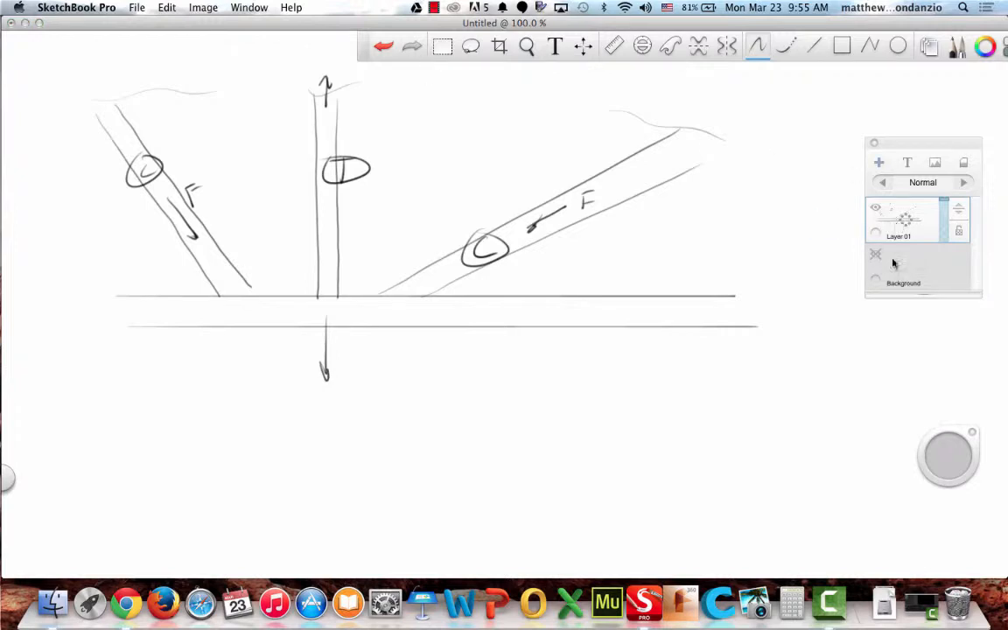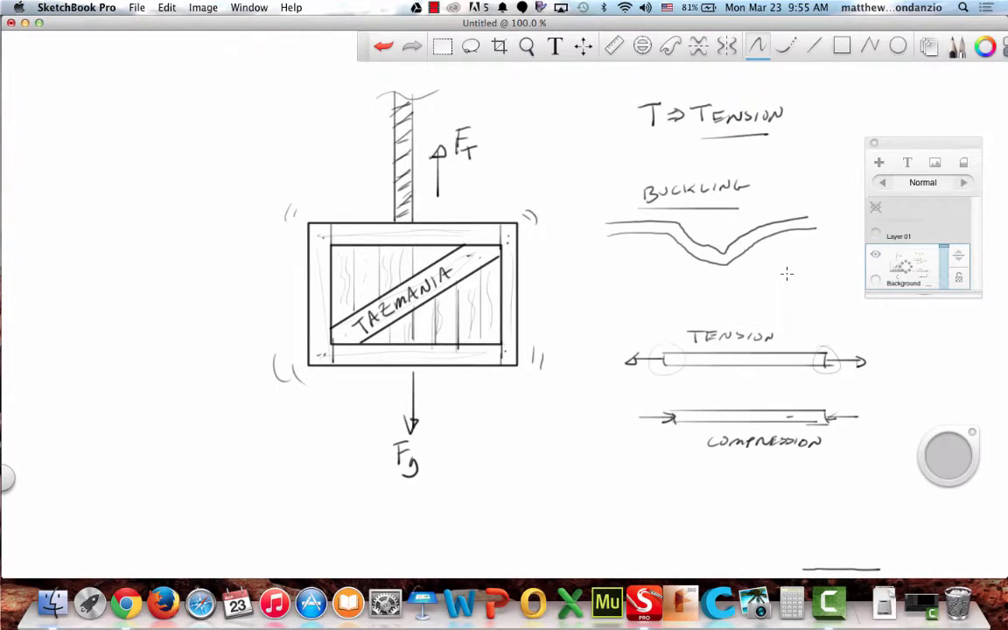Okay. All right. So there are those three forces. So everyone do me a favor really fast. Draw me the free body diagram.